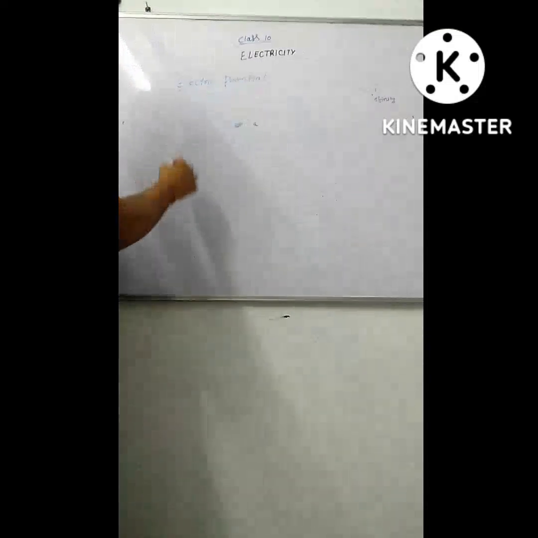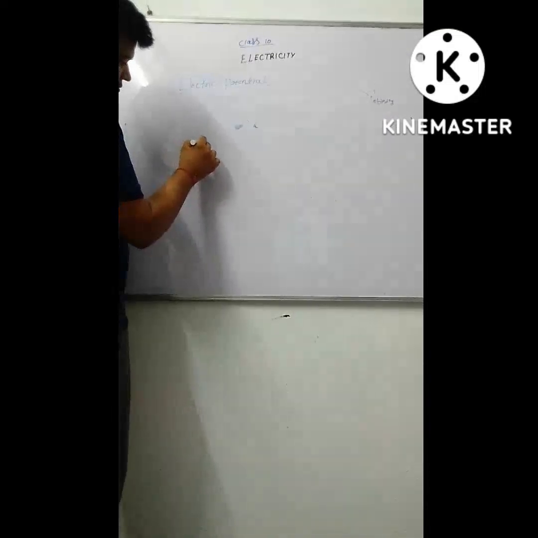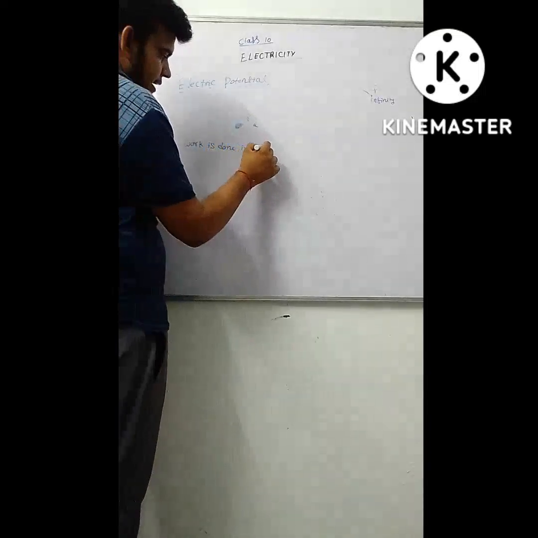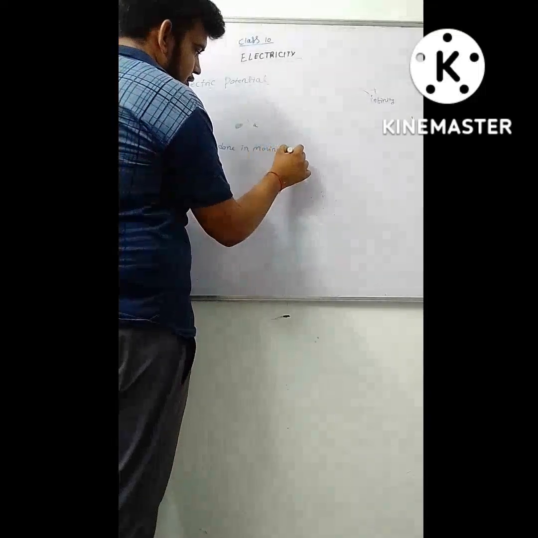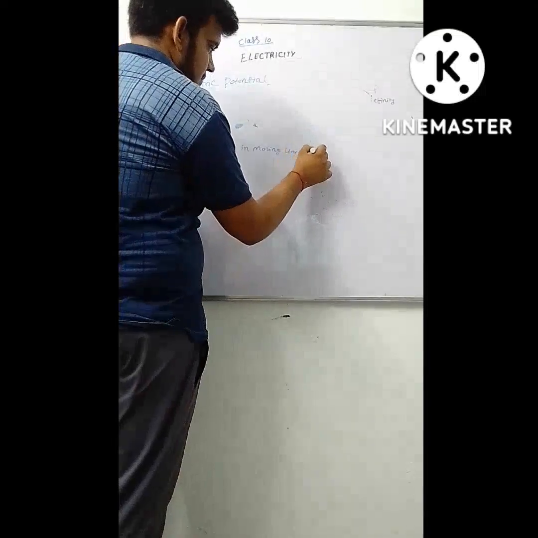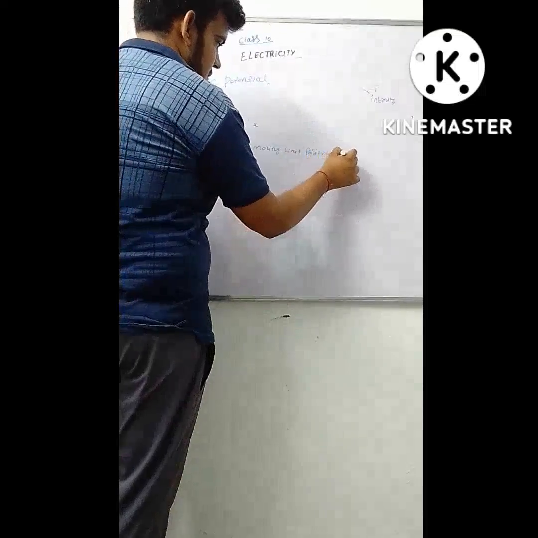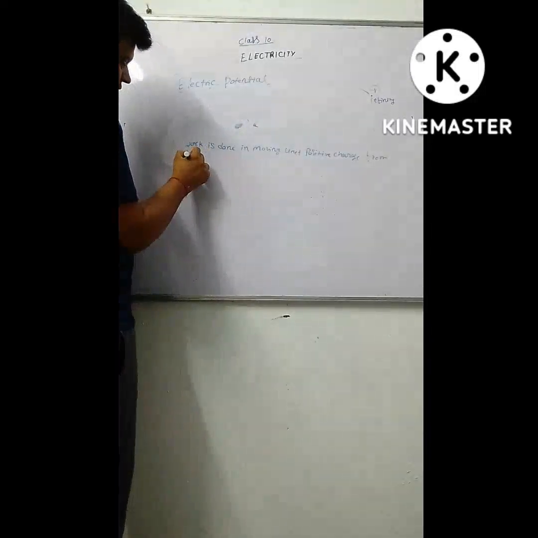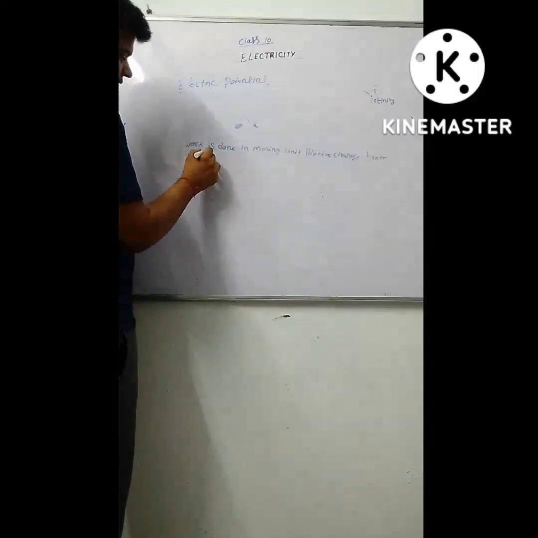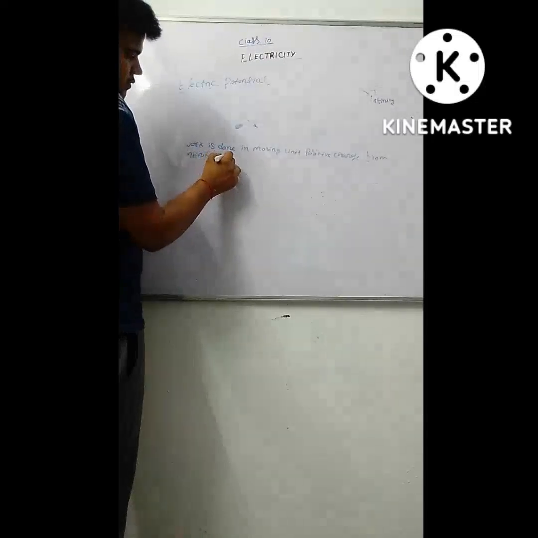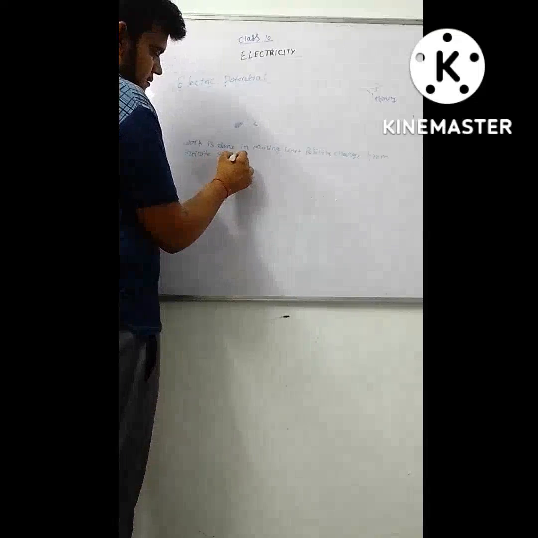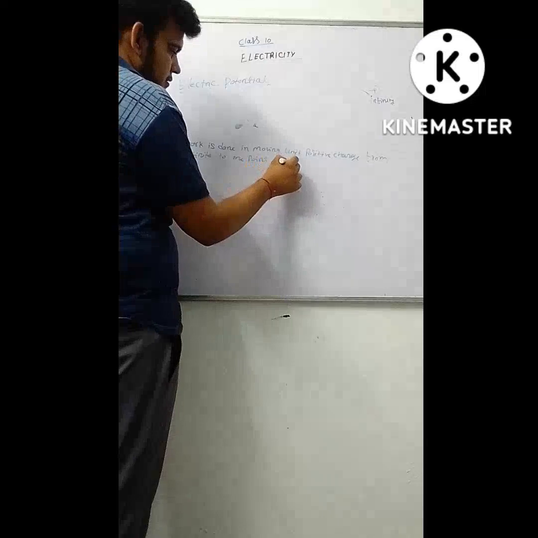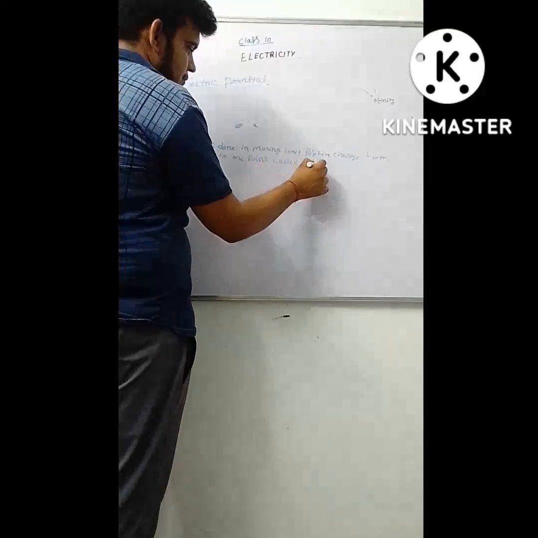We can easily say work done in moving a unit positive charge from infinity to another point or one point is called electric potential.